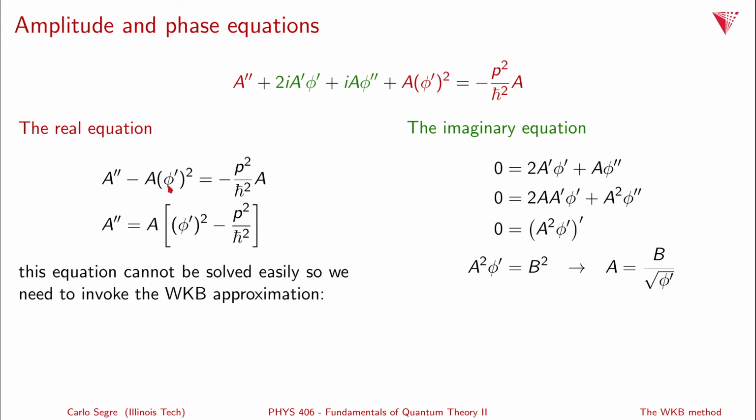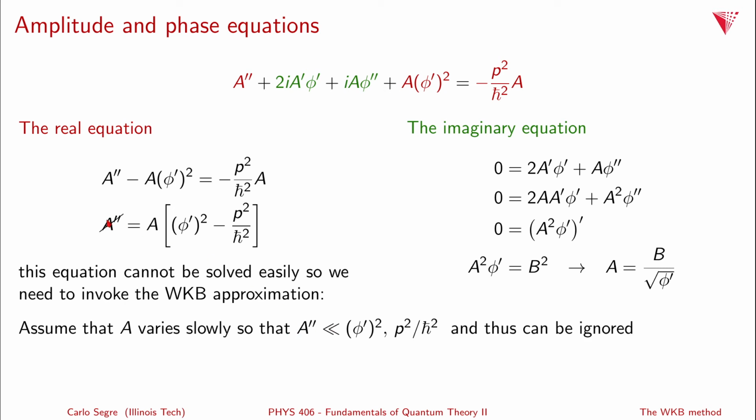The equation over to the left side, the real equation, can't be solved easily. So this is where the WKB approximation comes in. If we assume that a varies slowly, so the amplitude varies slowly, that's the same as saying the potential varies slowly, then we can say that the second derivative of a is much, much less than the derivative of phi squared, or p squared over h bar squared. And so we're going to cancel that. We're going to set it to 0. So if we cancel this, we now get a 0 on this side, and now we have a simpler equation that we can actually solve.